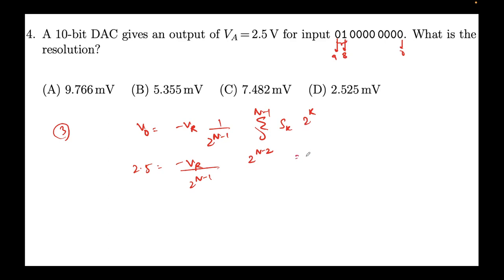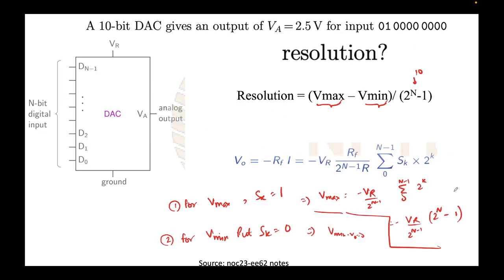All right. So this tells us 2.5 equal to minus VR by 2. So this gives us VR as minus 5 volts. Now we know VR is minus 5 volts. So let's put this value here.